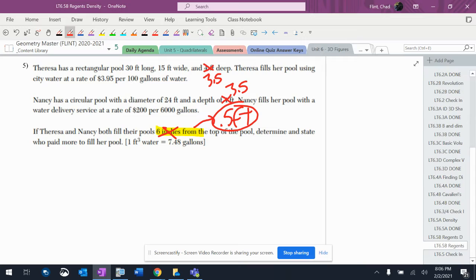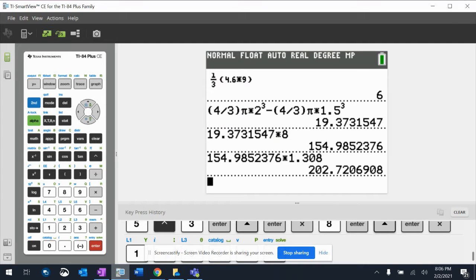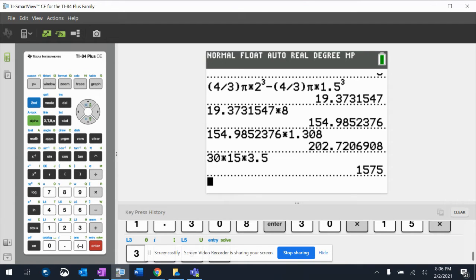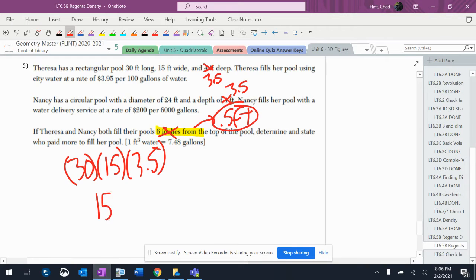All right. So let's figure out what's in the two pools. Rectangular pool is a rectangular prism. So its area of the base, 30 times 15 times 3.5. Okay, let's figure that volume out. 30 times 15 times 3.5. 1575. Okay, and that's the volume. That's feet to the third.